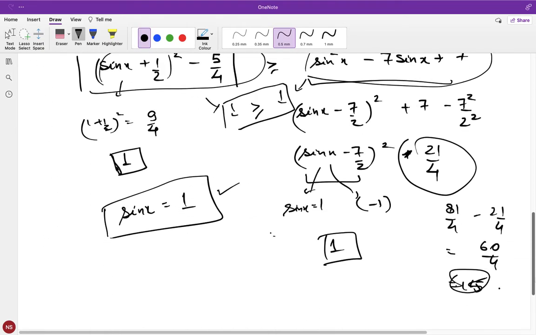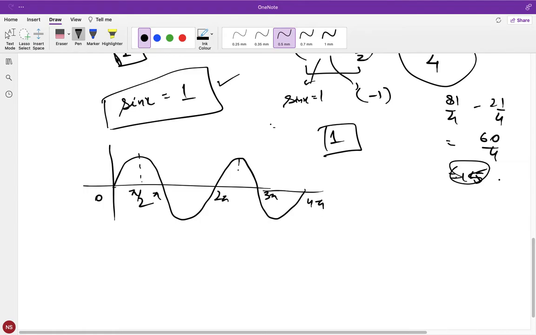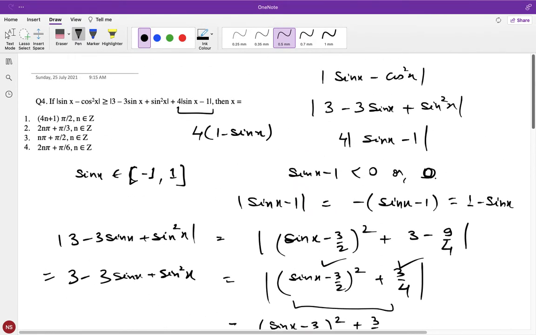And from the graph of sin x, we know that when sin x equals 1, when you draw the graph, 0, this is pi, 2 pi, 3 pi, 4 pi. At this value, pi by 2, and at this value, 5 pi by 2. Pi by 2, 5 pi by 2, 9 pi by 2, or you can write it as (4n plus 1) into pi by 2. n is an integer. So this is the correct solution for this question.